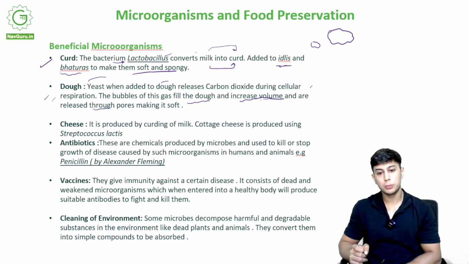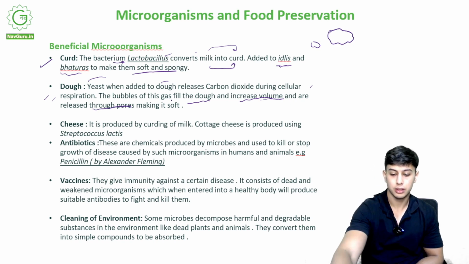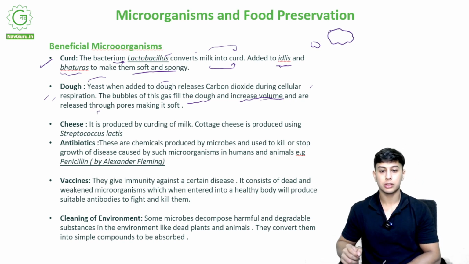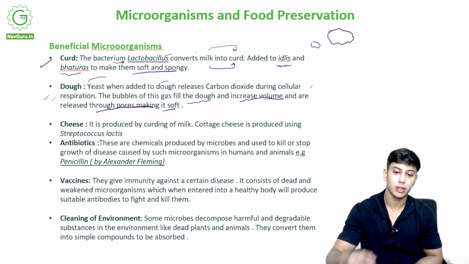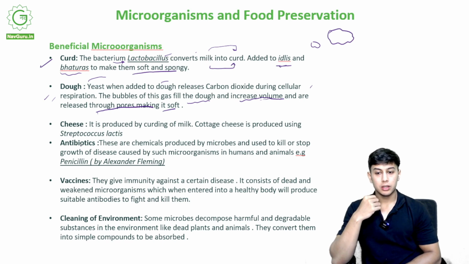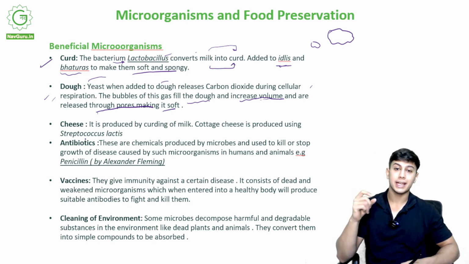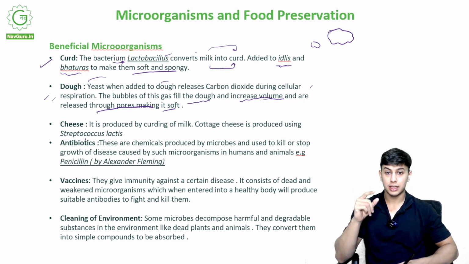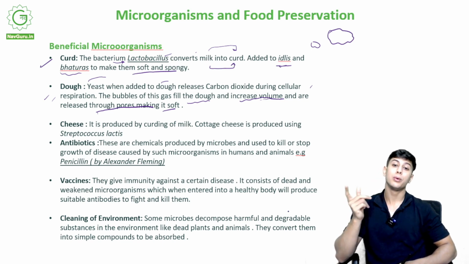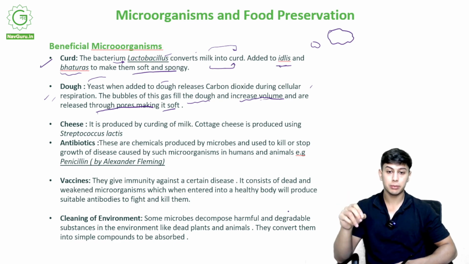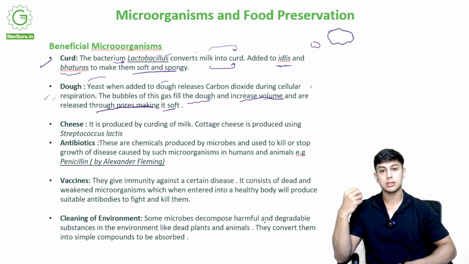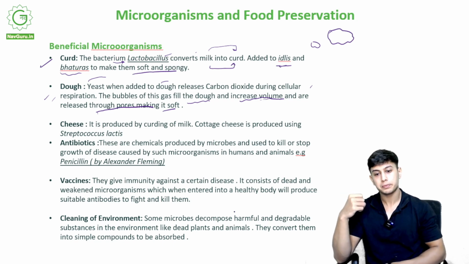and the gas is released through pores, making it soft. For example, you want a cake that is soft, we don't want a cake that is hard, and we see in bread there are little pores. Why is that so? Due to yeast. That carbon dioxide has escaped through those pores, and that has made it soft and fluffy.